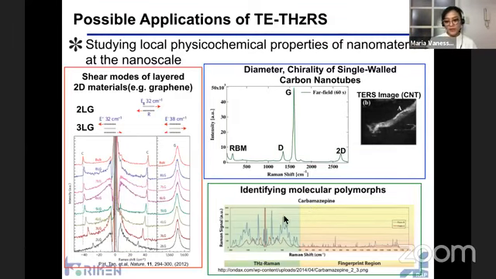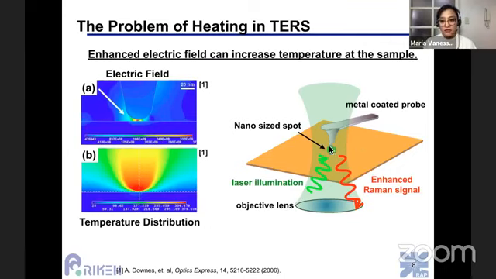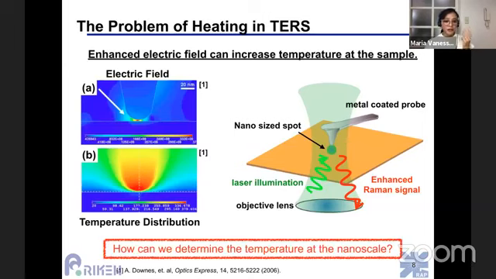Now, the research which I tackled is mainly about the problem of heating because of the enhanced electric field that is generated at the tip end. And how can we extract this nanoscale or nano-volume temperature and use it for practical purposes?